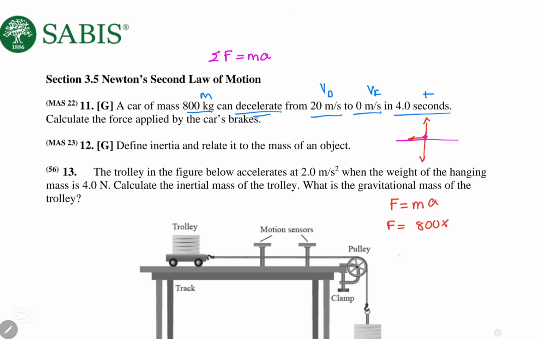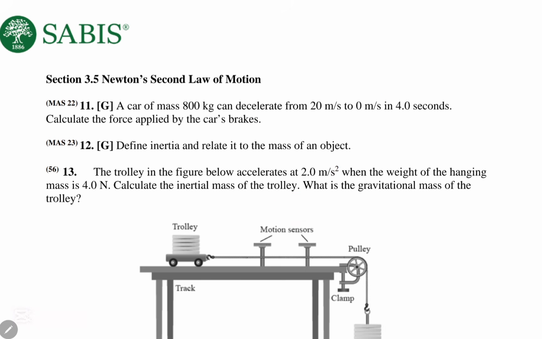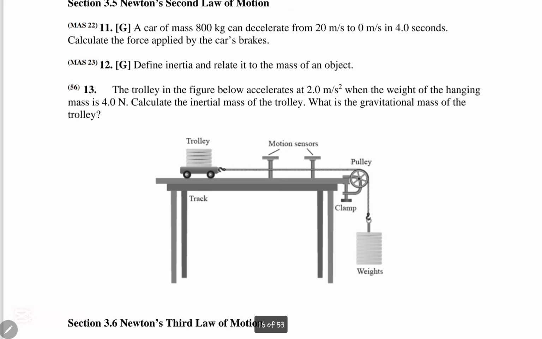How do we find the acceleration? Acceleration is equal to V final minus V initial over time. So it's equal to 0 minus 20 over 4, so minus 5 meters per second squared. So the force is 800 times minus 5 meters per second squared. So the force, I got it to be minus 4,000 newtons, and that's it for question number 11. We'll move on to question number 12.